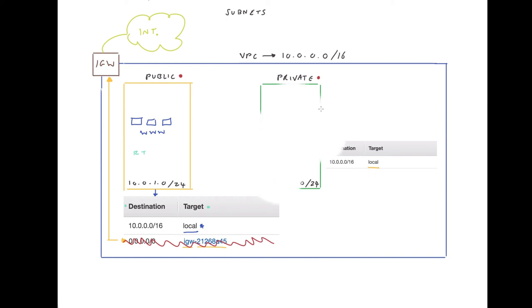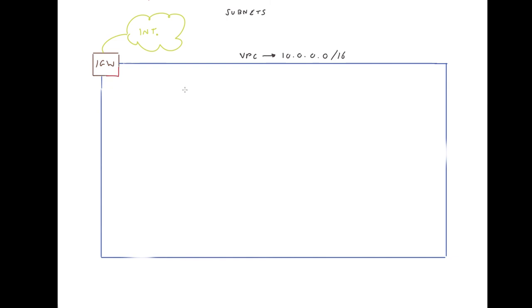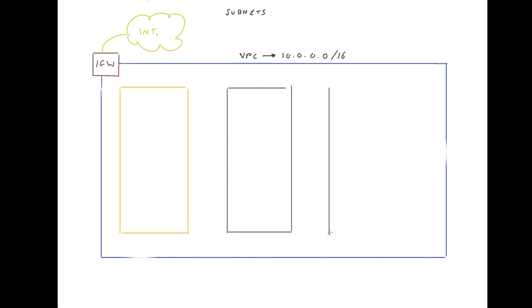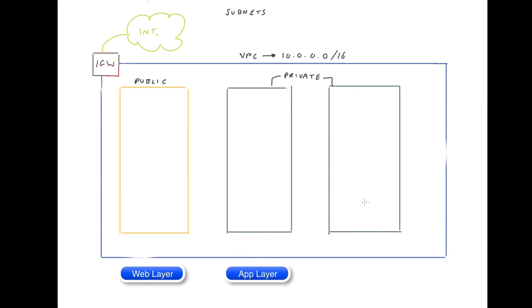So let's just clear the screen, give us a blank VPC to work with. So let's consider we have three subnets this time. We'll have a public subnet and we'll have two private subnets. This can be our public subnet and these two will be our private subnets. This will be our web layer, this will be our application layer, and this will be our database layer.